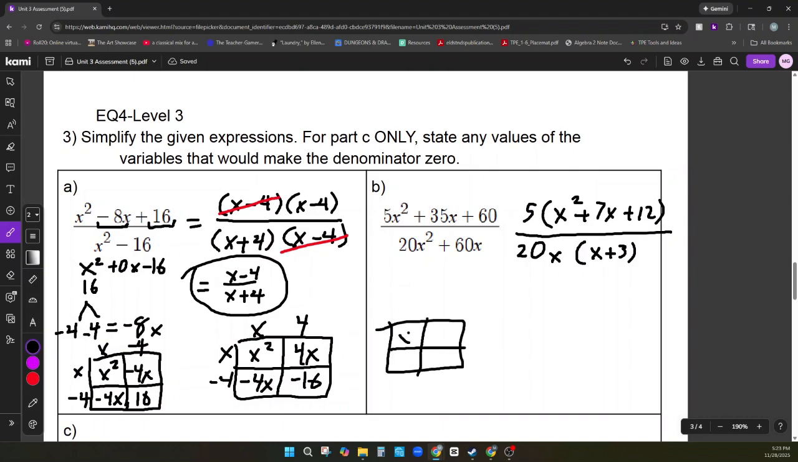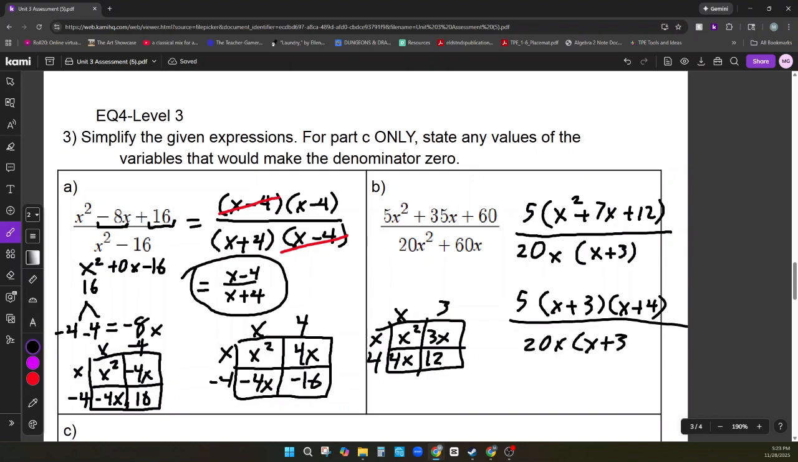and this will give me x squared and 12. And I'm looking for a combination that adds up to be 7x, and I know that 3 times 4 gives me 12, and 3 and 4 add up to be 7. So I found my combination, giving me x and 3, x and 4. So this is going to be 5, x plus 3, x plus 4, all over 20x times x plus 3.